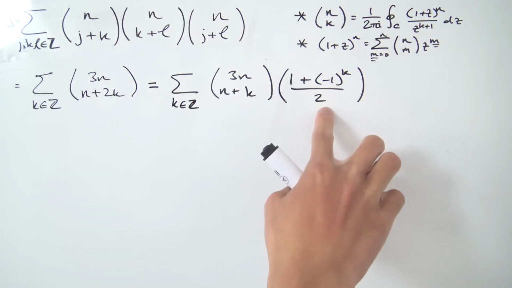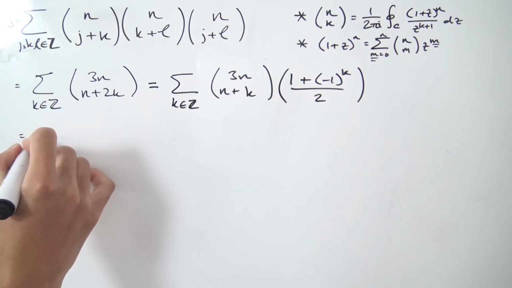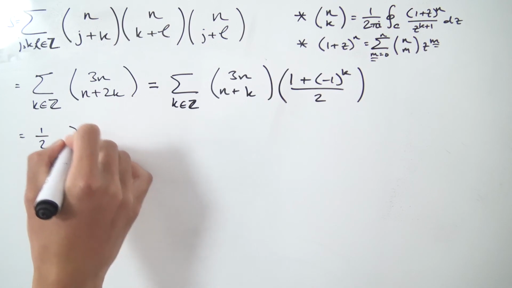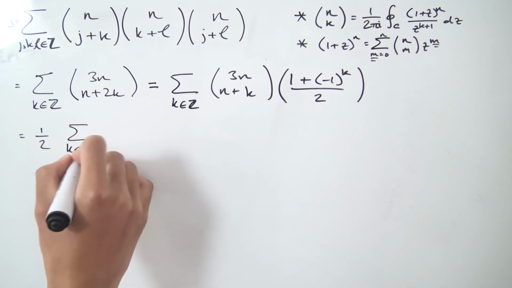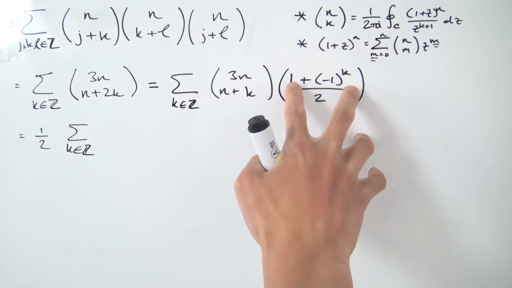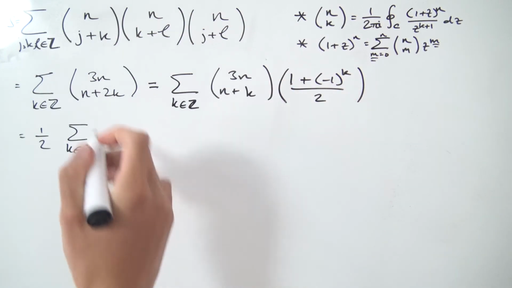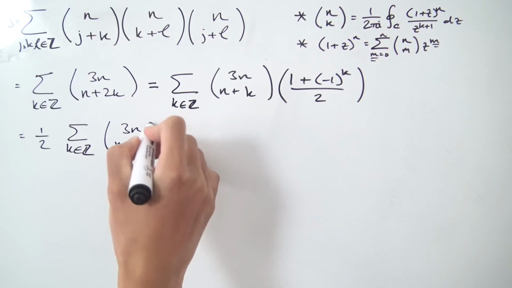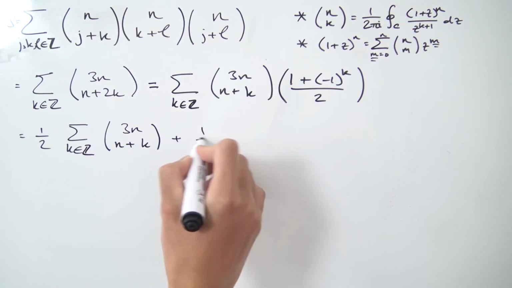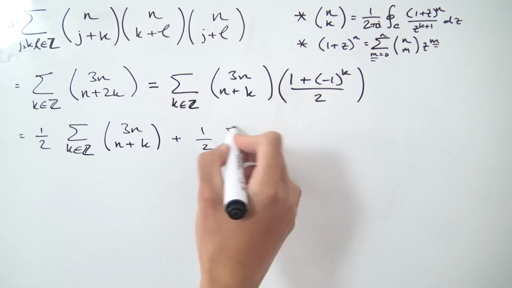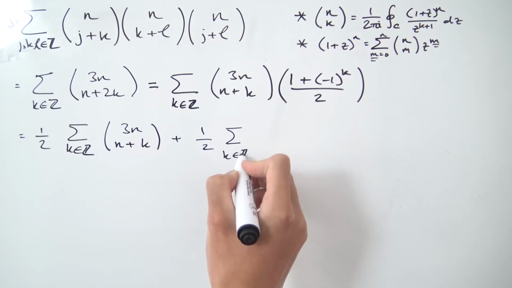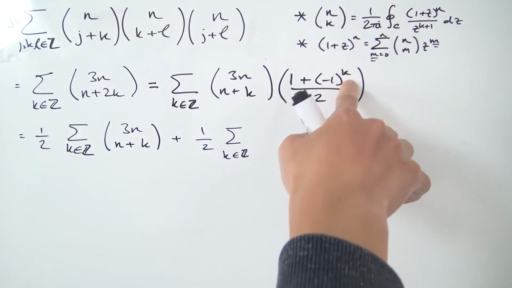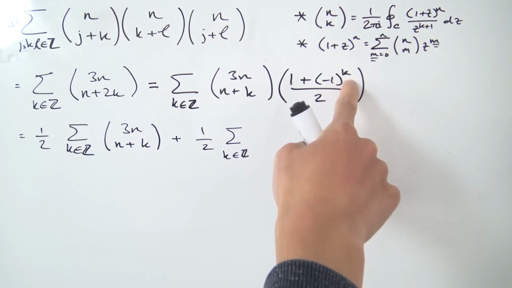So now what we can do is bring out this half factor. So this is a half, and then we have the sum, k over the integers, and we can distribute across this sum. So now we have 3n choose n plus k, and then we have plus another half, sum k over the integers. Now we also have to have this factor of minus 1 to the k.